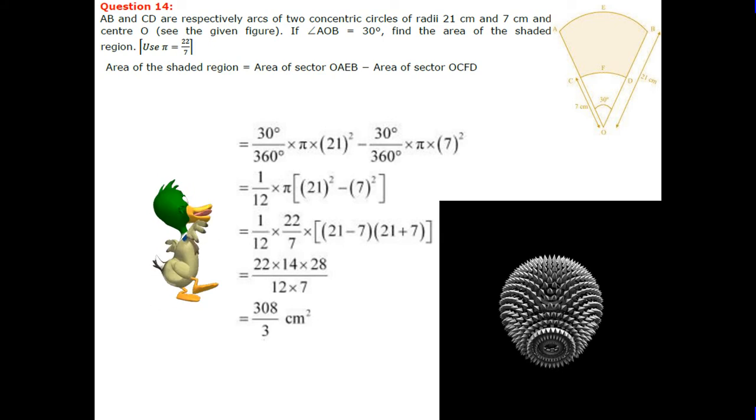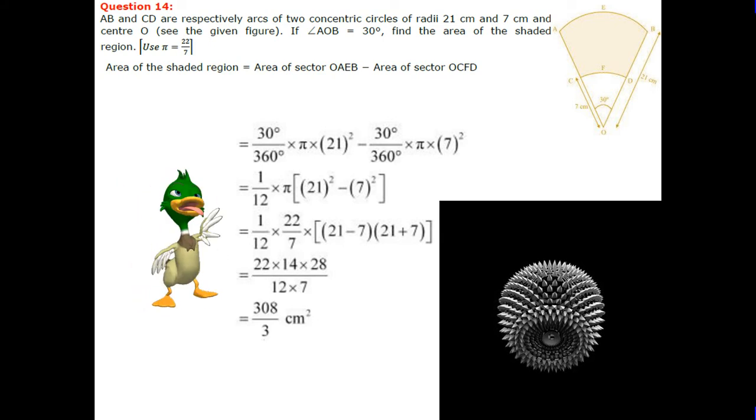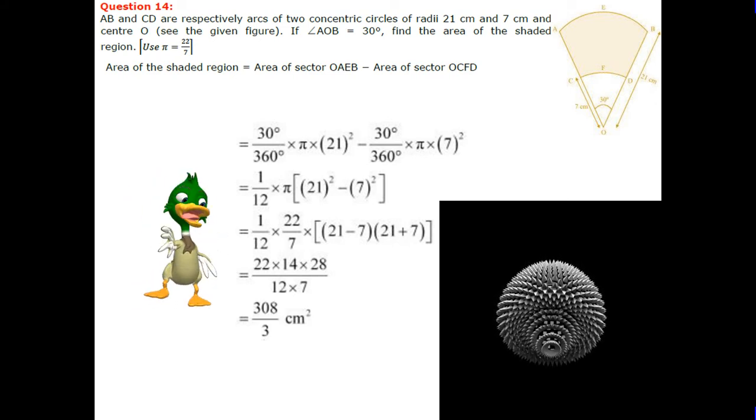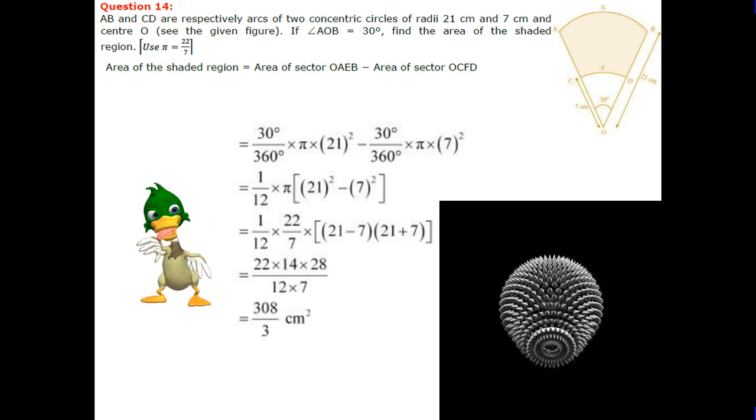Question 14. AB and CD are respectively arcs of the two concentric circles of radii 21 centimeter and 7 centimeter and center O. See the given figure. Angle AOB is equal to 30. Find the area of the shaded region. Pi is equal to 22/7.